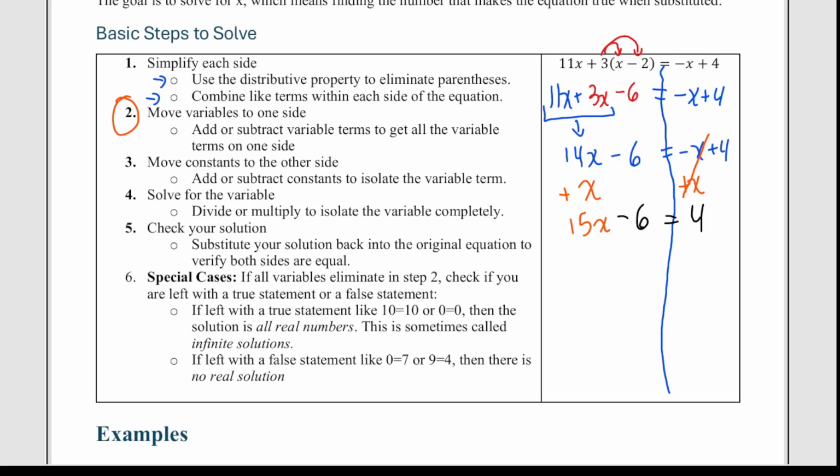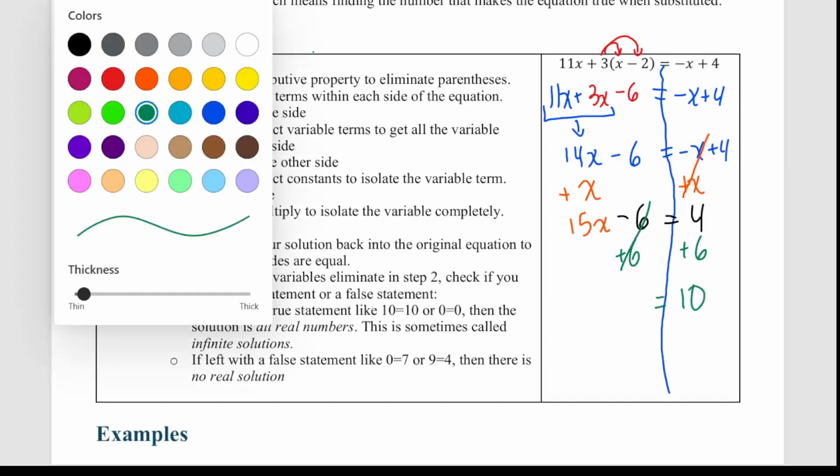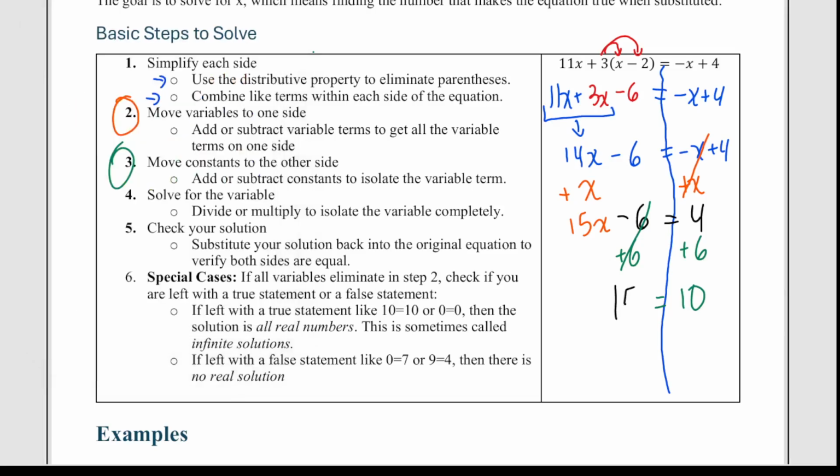Again, at any step, you should not change the value of the equation. You're either just combining like terms within one side of an equal sign, or you're undoing the same operation on both sides. So whatever operation you do on one side, you have to do on the other side to keep your equation balanced. Next thing I'll want to do is go ahead and move all constants to one side of the equation. So in a similar move, I'm going to undo subtracting 6 by adding 6 to both sides, because negative 6 plus 6 makes 0. And now I'm left with 10 is equal to 15x.